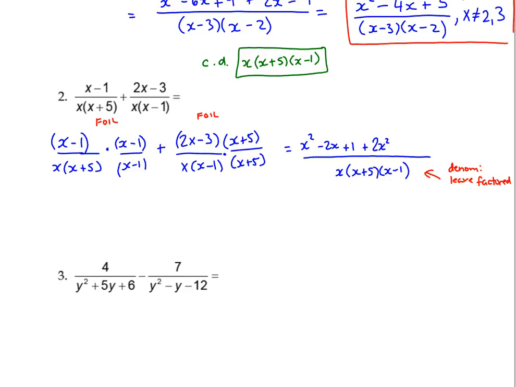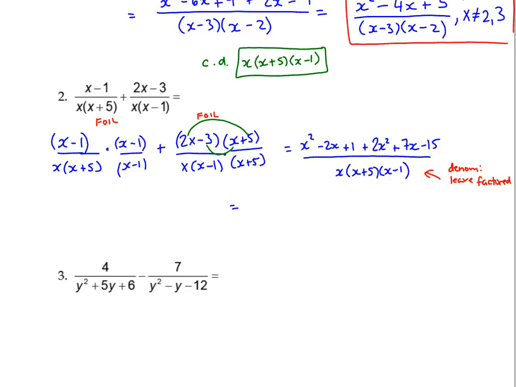Plus 2x times x, 2x squared. The middle term is going to be 2x times 5, which is what? 10x, minus 3x, because negative 3 times x. What's 10x minus 3x? 7x. And then negative 3 times 5, minus 15.